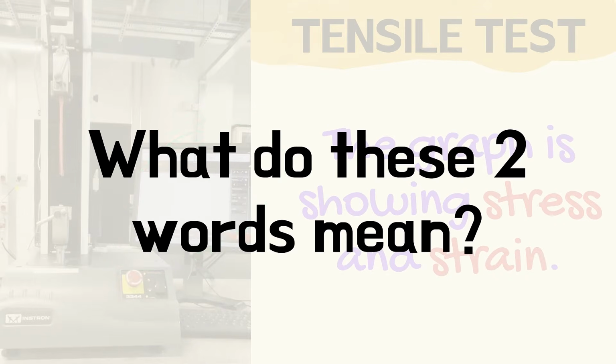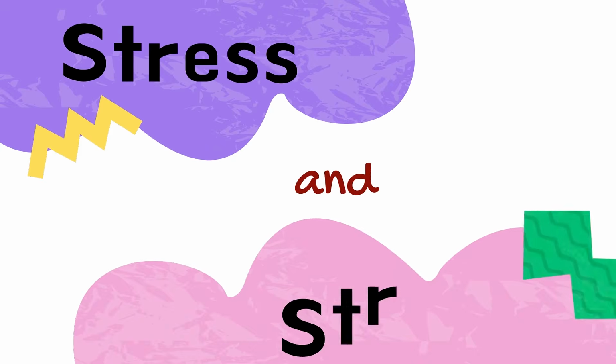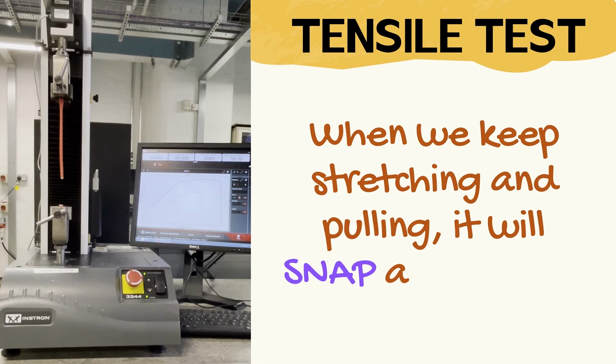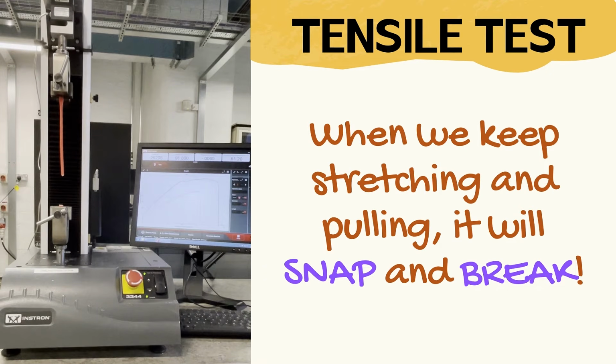Well, in simple words, stress is just how much pressure you're using to stretch the sweet. So this depends on how hard you're pulling it. And strain measures how different the shape or length is compared to how it was originally, before we did the tensile test. So this depends on how much you're stretching it, so how long it's getting. When we keep stretching and pulling the sweet, it will snap and break. This is the breaking point of the object.